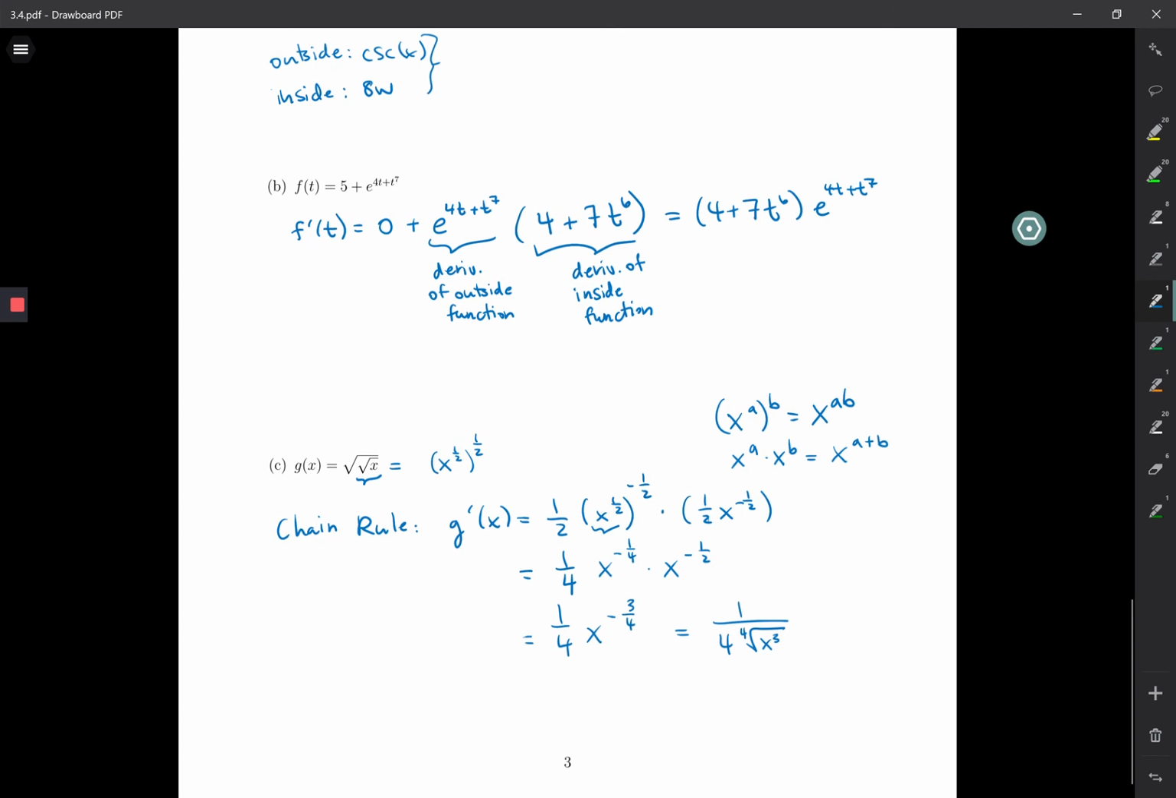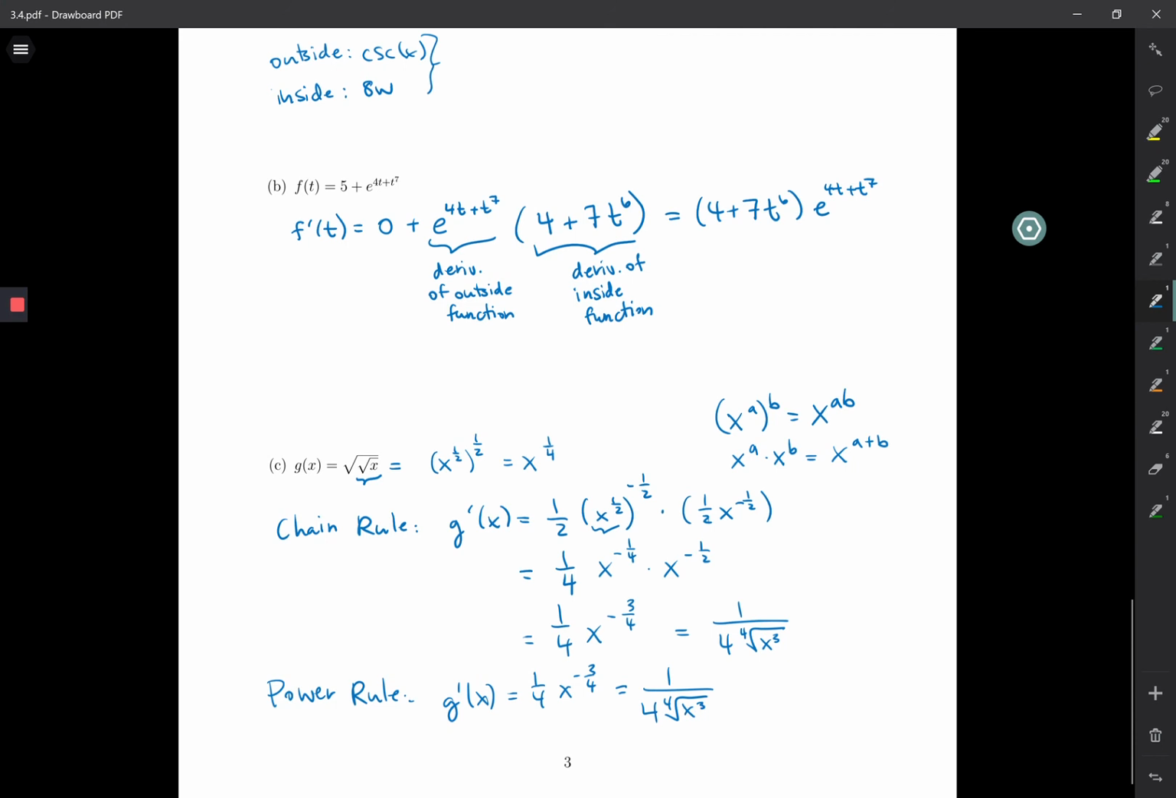Okay, but as I said, there is an easier way of doing this. So you may have noticed that we had x to the 1/2 to the 1/2, and we can rewrite that as x to the 1/4, right? And then, just using the power rule, g prime is 1/4 x to the minus 3/4, which we see is exactly the same as what we got using the chain rule. And right, we get the same answer.